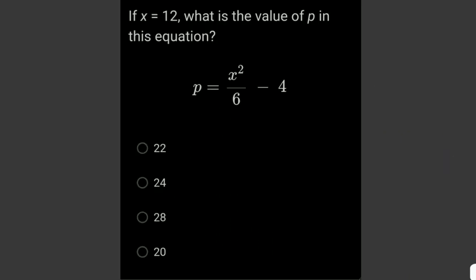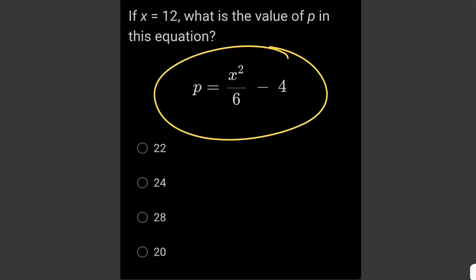If x equals 12, what is the value of p in this equation? So we're given this equation here, p equals x squared over 6 minus 4. We know the value of x is 12, or x is equal to 12. Therefore, we can just plug in x to this equation to solve for the value of p.